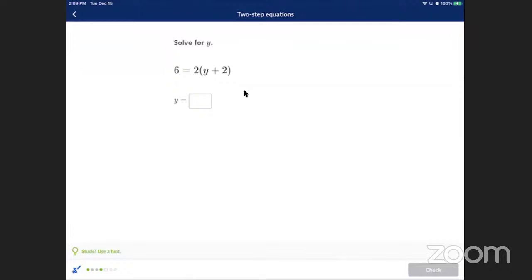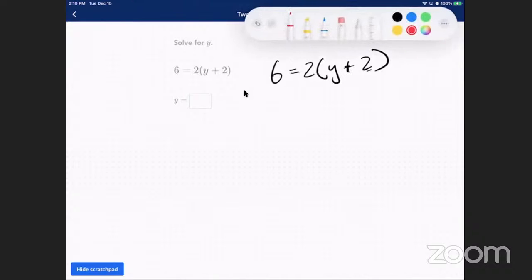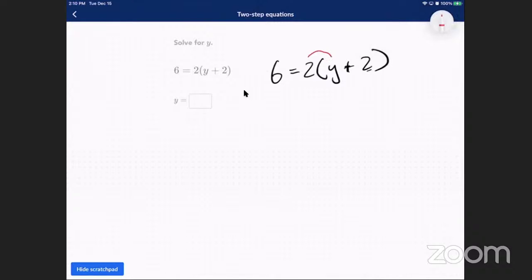All right, now we can move on to the next one, which is 6 equals 2 times (y plus 2). Solve for y. So first we do the distribution. I call it the distribution method, where we multiply this and that together, we end up with 2y plus 4. And then it's equal to 6.